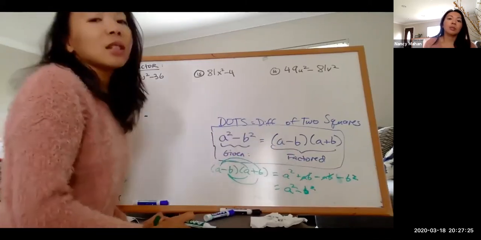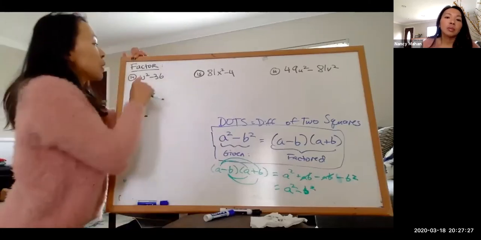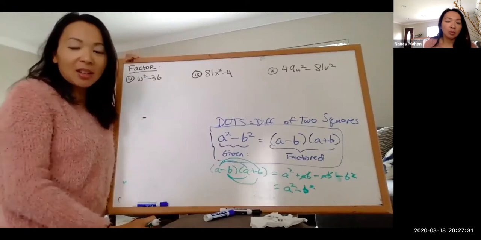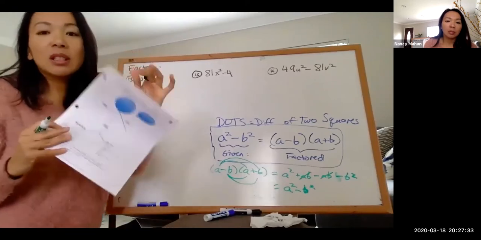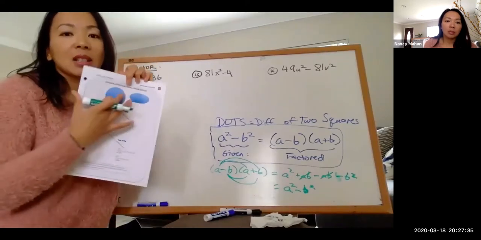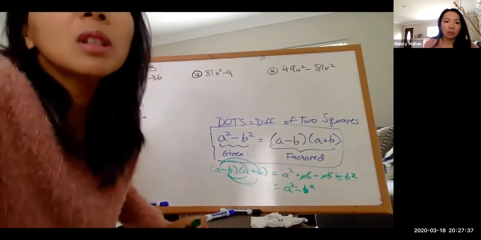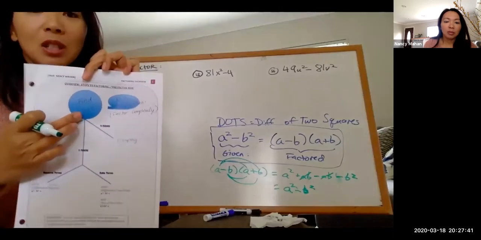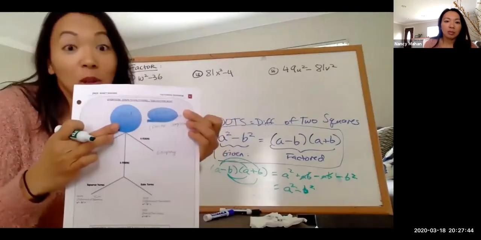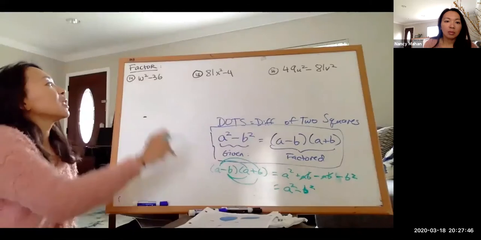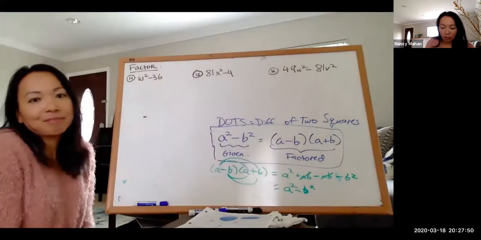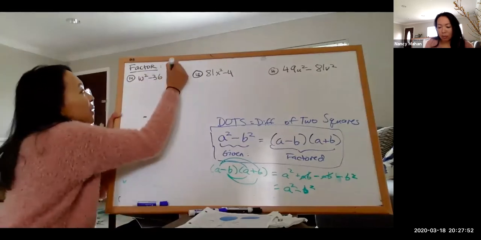All right, so let's look at the first problem here. First problem is W squared minus 36. First thing I ask myself is, is there a GCF? So remember, when we're dealing with this, the first thing we want to do is find the GCF. Find the greatest common factor. W squared and 36. Do they have anything in common? No, it doesn't. So no GCF.